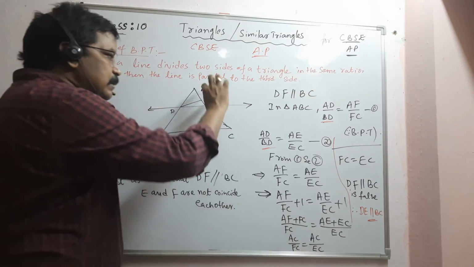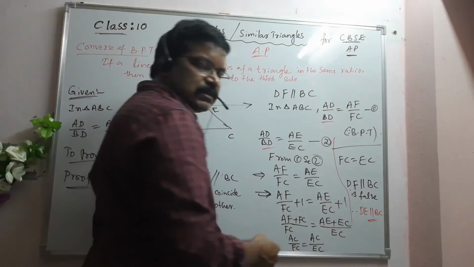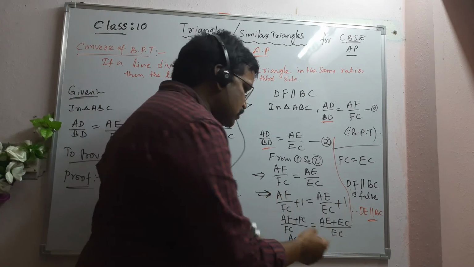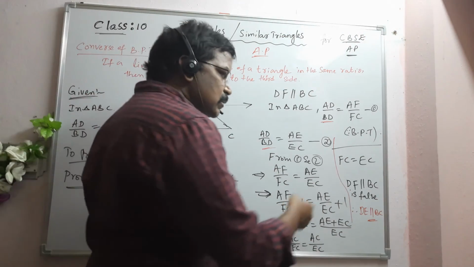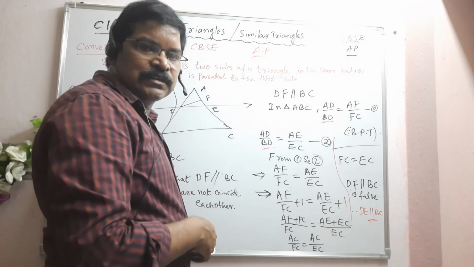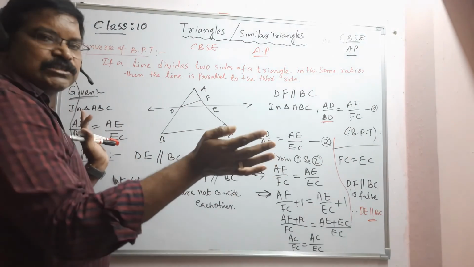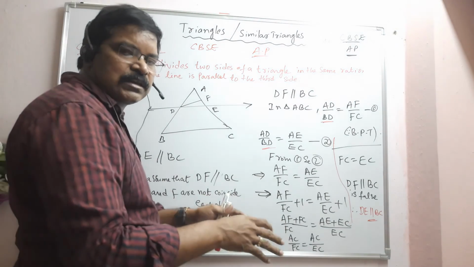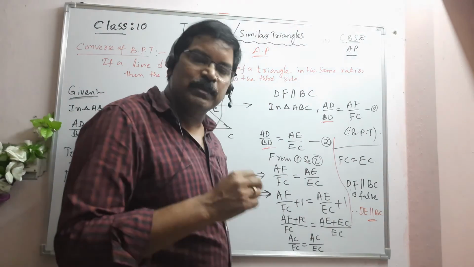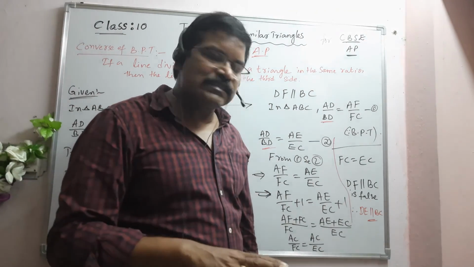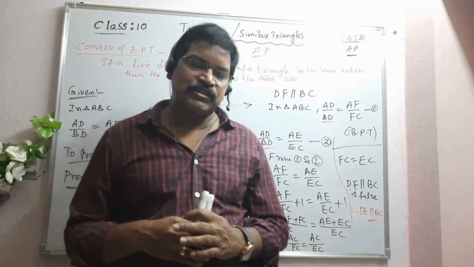So AF plus FC means AC by FC. AE plus EC means AC by EC. Here in both LHS and RHS, the numerators are equal, so we can equalize the denominators. So FC is equal to EC. This is a big contradiction to our assumption. What is our assumption? That E and F do not coincide with each other. So this is possible only when E and F coincide with each other. Therefore, DF parallel to BC is false. So what is right? DE is parallel to BC. I hope you understand this theorem, students.